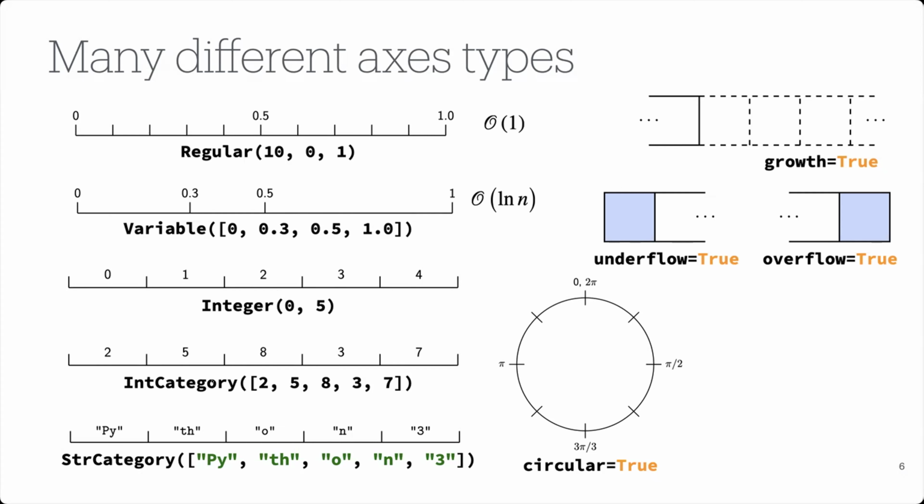Integer binning, integer category binning, and string category binning. There are some other examples. And then most of these also have options, like they could be circular. You can turn on and off overflow and underflow, and growing bins as well.